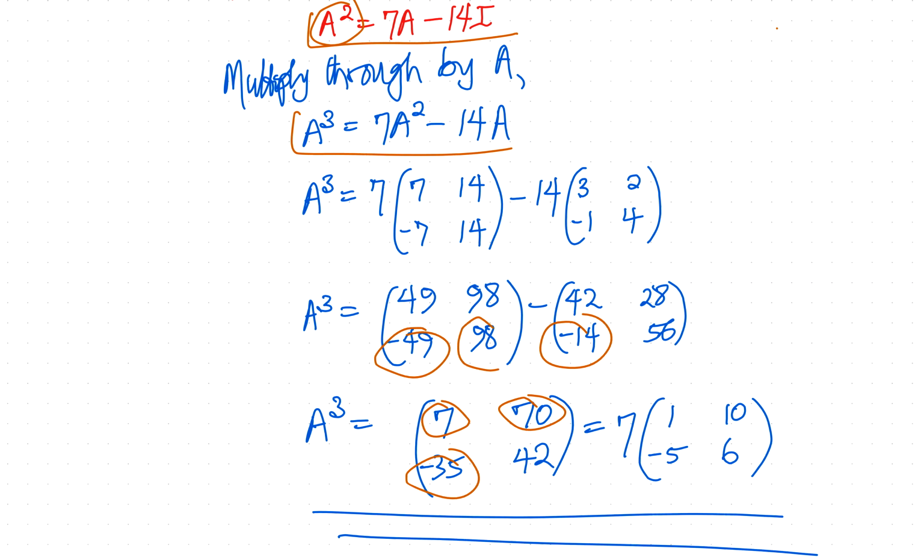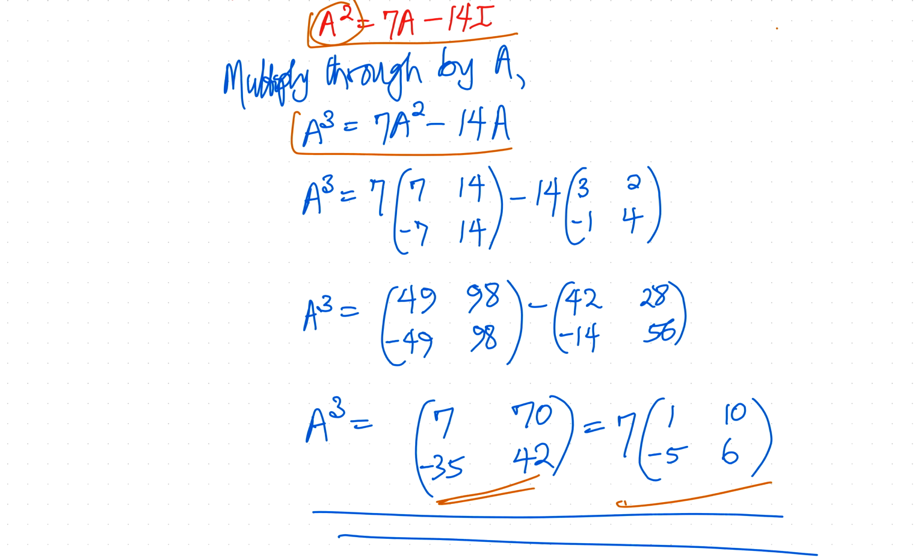Then, of course, we see that 7 is common everywhere. You can actually leave it this way, right? But since 7 is common everywhere, you can bring out the 7. So you have 7 into 1, 10, minus 5, 6. So that is A raised to power 3 without having to keep multiplying A. So that's a case of 2 by 2.